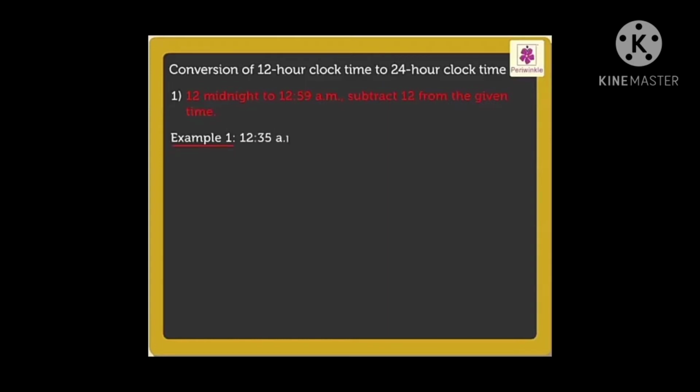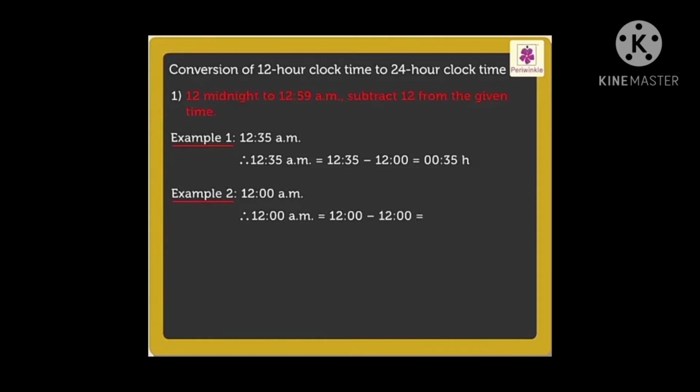Let me show you how to convert the 12-hour clock time to 24-hour clock time. Depending on the time intervals, the conversions are carried out as follows. 1. For the time from 12 midnight to 12:59 a.m., subtract 12 from the given time. For example, if the given time is 12:35 a.m., then subtract 12 from 12:35, which gives 35. We write it as 00:35 and we read it as 35 hours. 12 midnight will be equal to 12 minus 12 is equal to 0 hours.